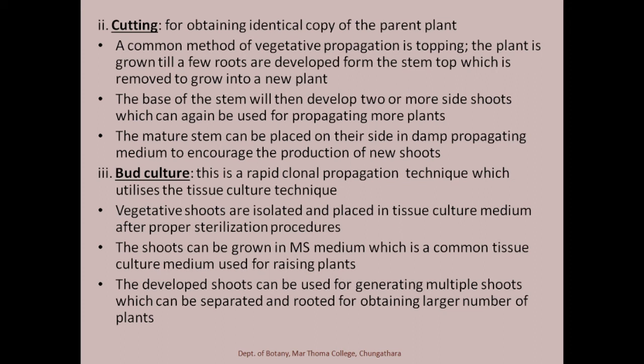This process can also be repeated to generate multiple shoots, and these multiple shoots can be separated from each other and grown into plants. So from a single bud itself we can get hundreds or thousands of plants, and this is a very effective way as far as commercial production of Anthurium is concerned.